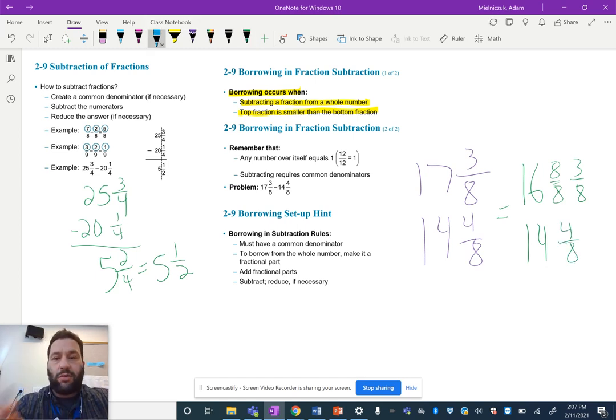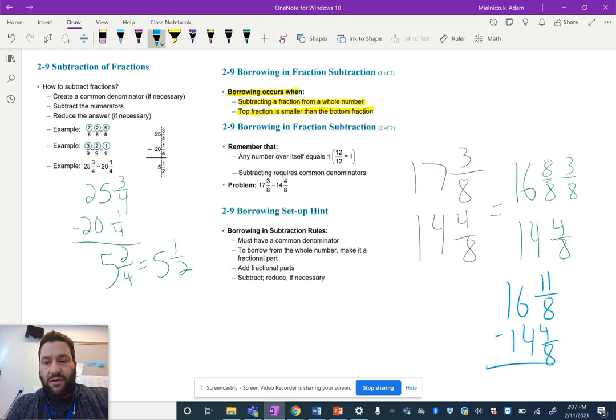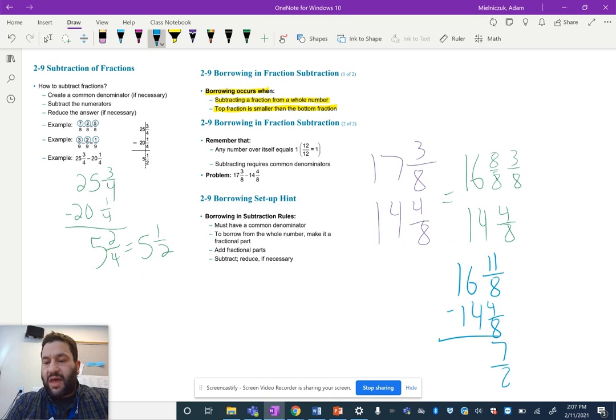So we're going to write it in blue. Now it becomes 16 and 11/8 minus 14 and 4/8. So now we could subtract because 11 minus 4 gives us 7. So 7 out of 8, and then 16 minus 14 gives us 2.